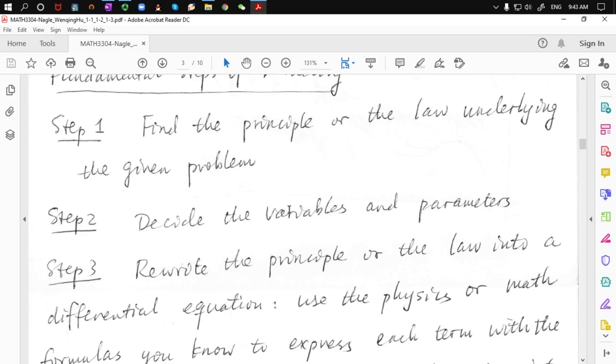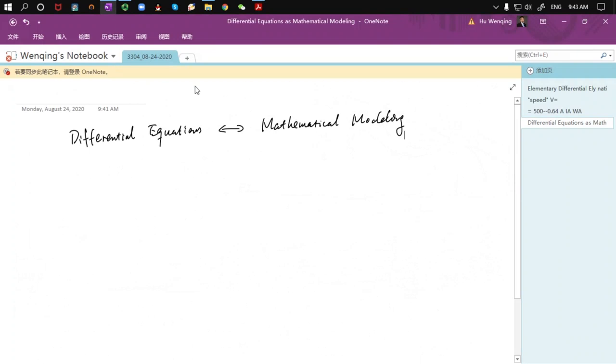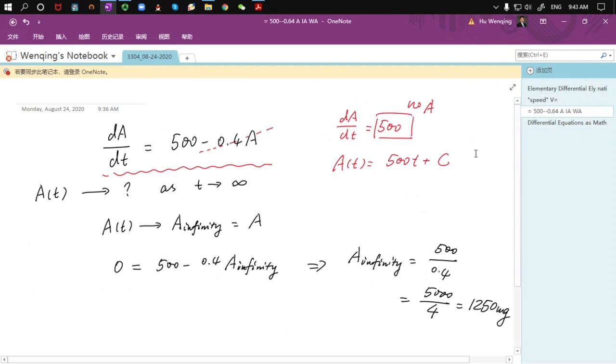The second step is to decide the variables and parameters. By variable, it means the quantity that you don't know. For example, in our differential equation, the variable is A, or we may say the unknown function.